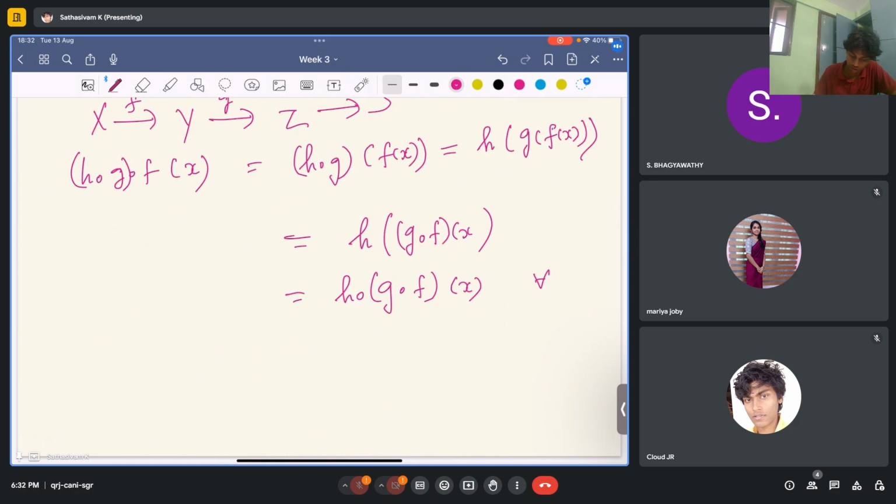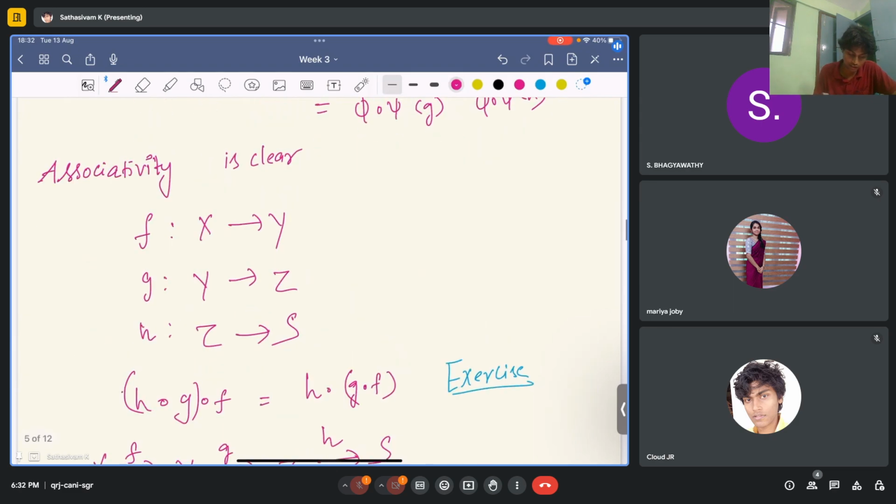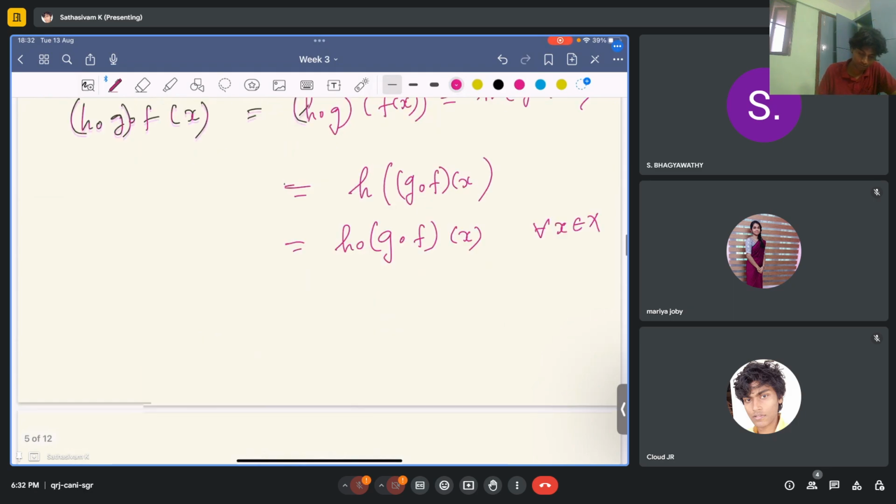Anyway, this is true for all x belonging to X. So in general, you put all the X, Y, Z as G, G, G, and we get the associativity that is needed. In particular, this associativity does not require any group condition. As long as it's a map, the associativity is clear. As long as you have a set map, the associativity is always there.